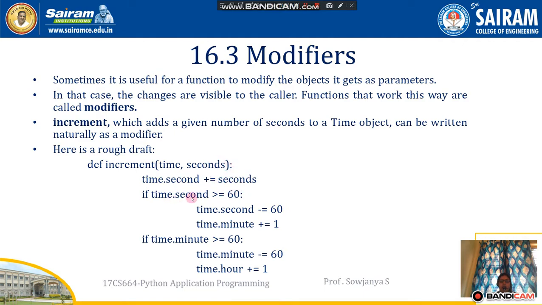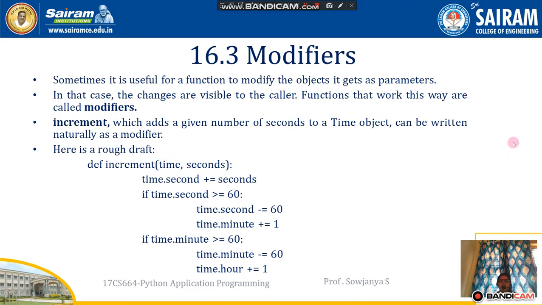Usually if time dot second is greater than or equal to 60, then you decrement the second value by 60, and increment the minute value by 1. In a similar way, if minute is greater than or equal to 60, then you increment the hour value by 1 and decrement the minutes by 60. That is how we can use increment to add the given number of seconds to the time object.